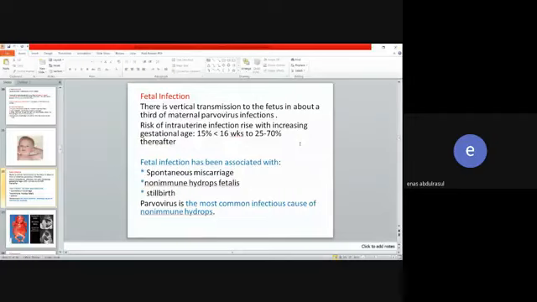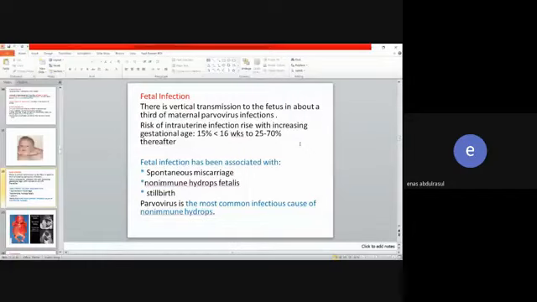From studies, they found that in about one third of infected mothers, vertical transmission will occur. And the risk of intrauterine infection rises with increasing gestational age, being 15% at less than 16 weeks of gestation, and up to 25 to 70% after 16 weeks of gestation.